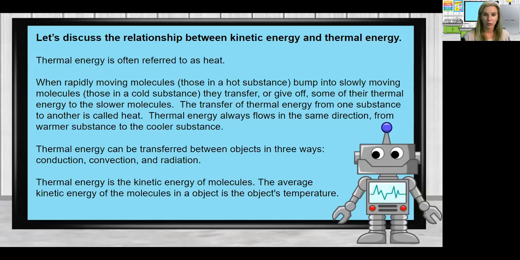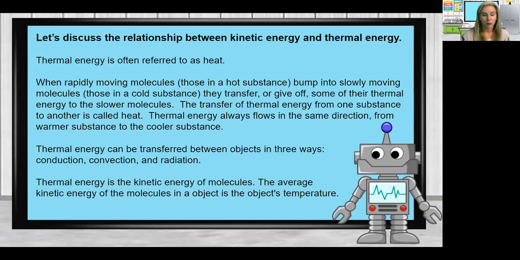Prior to these lessons, I know in the past you've learned that warmer atoms and molecules move a lot faster and are really active, and ones that are cooler move a lot slower. So in thermal energy, the faster moving atoms bump into the cooler moving atoms, and they then transfer that energy to those slower moving atoms.